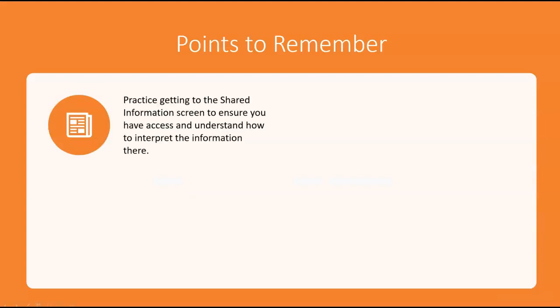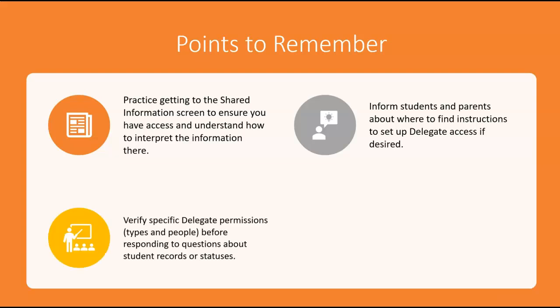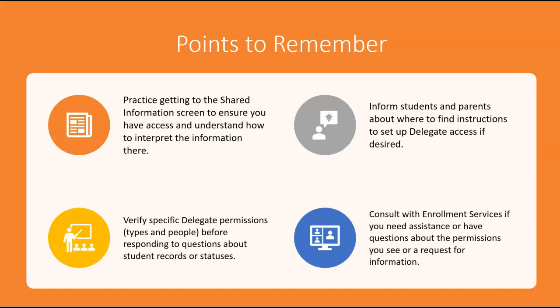In summary, remember these key points. Practice getting to the shared information screen to ensure that you have access and understand how to interpret the information there. Inform students and parents about where to find instructions to set up delegate access if desired. Verify specific delegate permissions, types, and people before responding to questions about student records or statuses. Finally, consult with enrollment services if you need assistance or have questions about the permissions you see or a request for information.